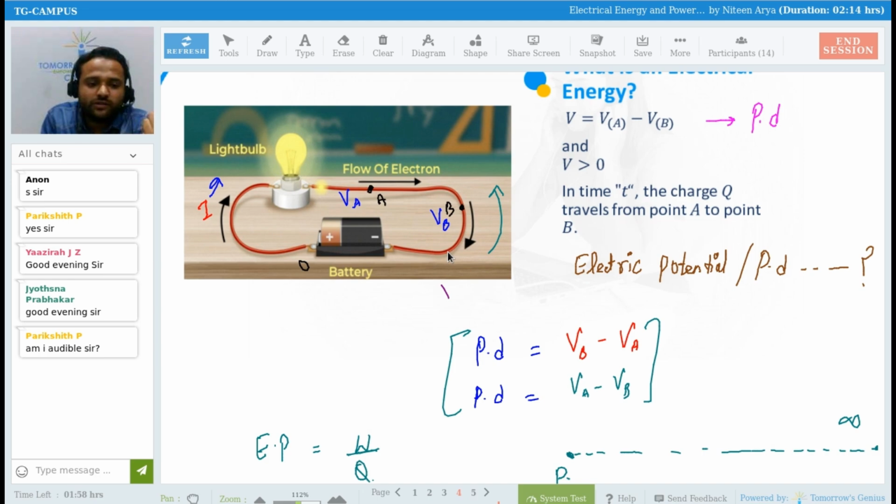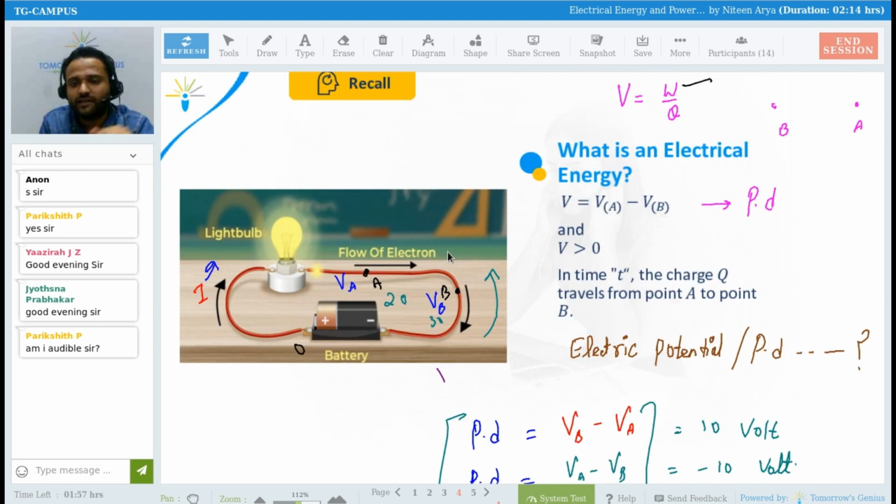Suppose the electric potential at this point is 20, and at this point is 30. Then the difference is 10 only. In reverse, it is minus 10 only. Is this clear? Is this clear, Jyotna? Okay. Simple difference. The difference here is a subtraction. Simple. Nothing physics behind it.